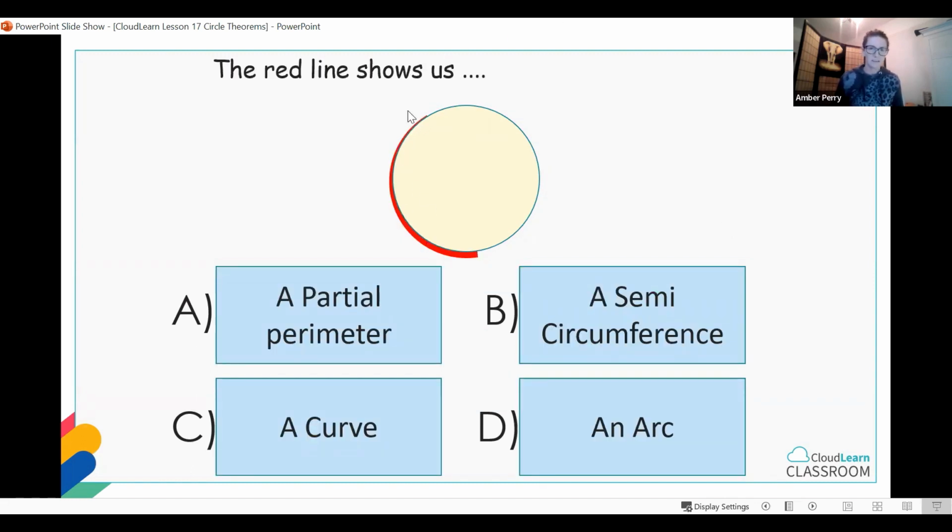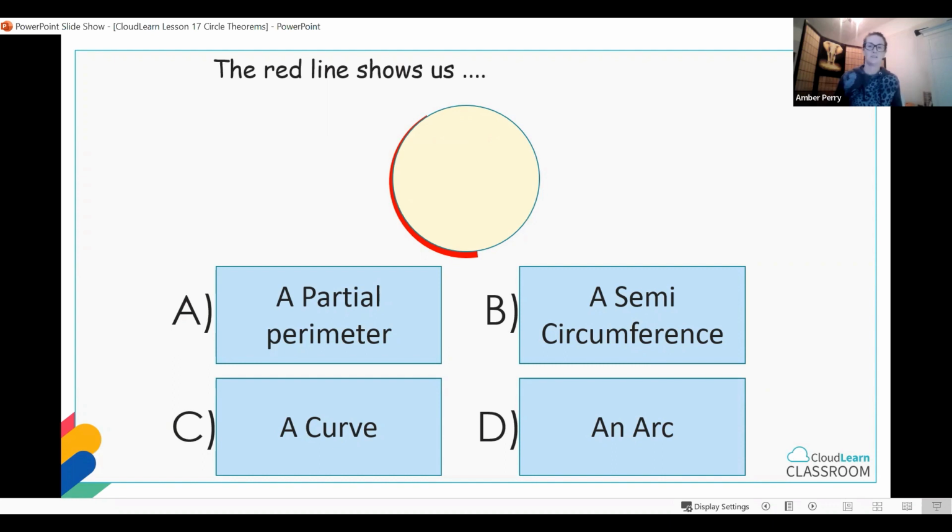And this red line, it's sort of a part of the circumference. What is the technical mathematical word for the part of the circumference here? Is it A, a partial perimeter, B, a semi-circumference, C, a curve, or D, an arc? Have a go. Ooh, we've got a 50% on this one. So this is called an arc.